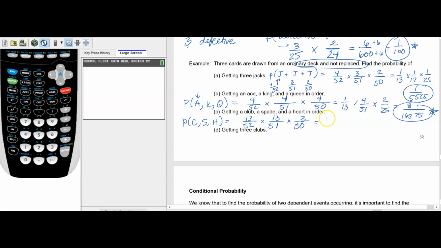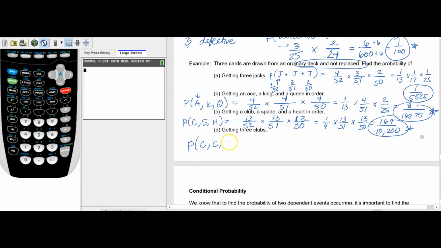So 13 out of 52 reduces to 1/4. 13 over 51 cannot reduce, and then 13 over 50. Oops, looks like a 3. It should be 13 over 50, can't reduce. So I'm going to multiply the numerators and get 169, multiply the denominators and get 10,200, and that's going to be my answer. Okay, and last but not least, the probability of getting all 3 clubs.